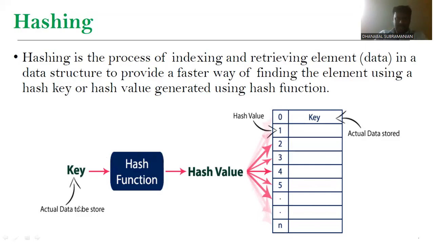How do we create a key? Using a hash function. Then, based on the hash value, you can store the data in your computer memory location. What is the hash value? The hash value is based on the array index. The hash value 0 is array index 0, then hash values 1, 2, 3. These are the hash values based on the hashing array index.